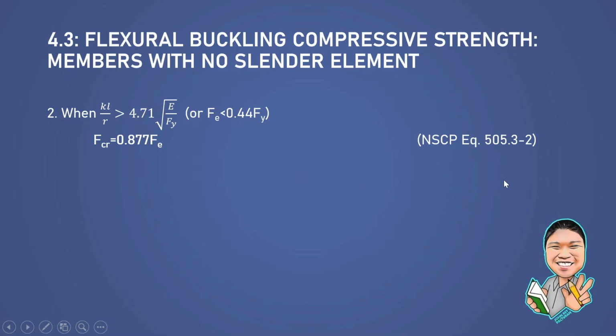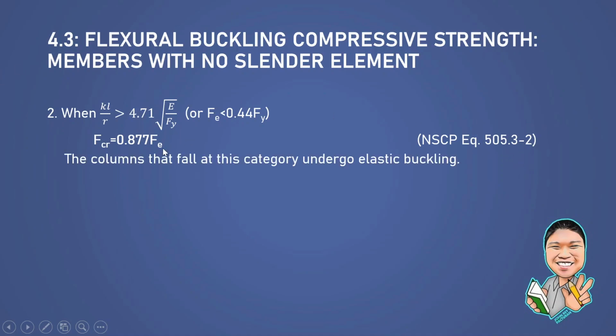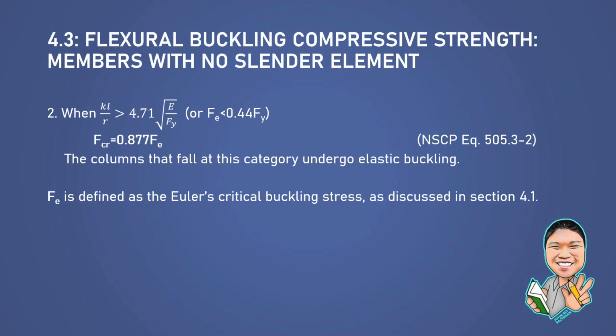This is NSCP equation 505.3-, I think 3 to. Okay? So, baka mali lang ako. Anyway, ito yung equation natin. So, the column that falls at this category undergoes elastic buckling. So, Fe is defined as the Euler's critical buckling stress as discussed in section 4.1. So, yung unang formal discussion natin, yung pi squared E over (KL over r) squared.